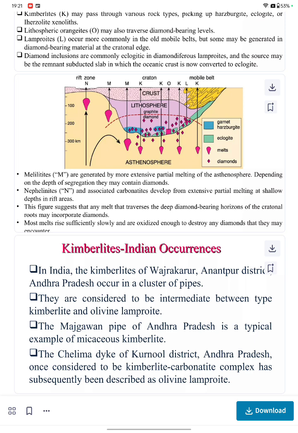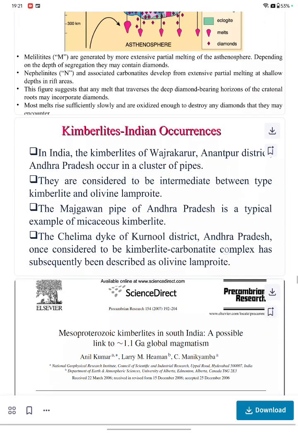So this figure suggests that any melt that traverses the deep diamond-bearing horizon of cratonal roots may incorporate diamonds. Most melts rise sufficiently slowly and are oxidized enough to destroy any diamonds that they may encounter.